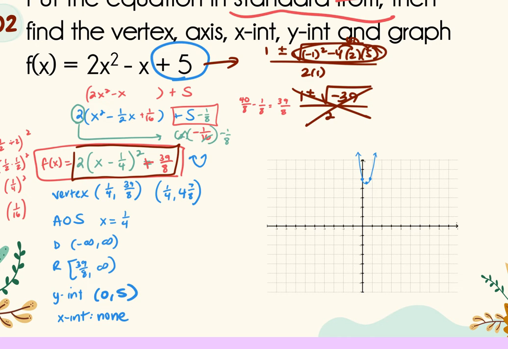If I had extra time, I would probably do it just to double check that I'm right on my graph. But for sure, that's a good way to save some time: graph it with your vertex and your y-intercept. And then if it doesn't cross through the x-axis, save yourself the time of finding your x-intercepts.